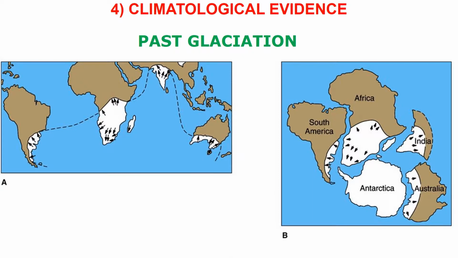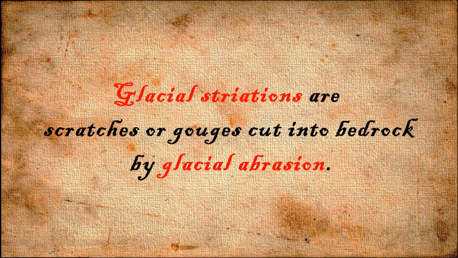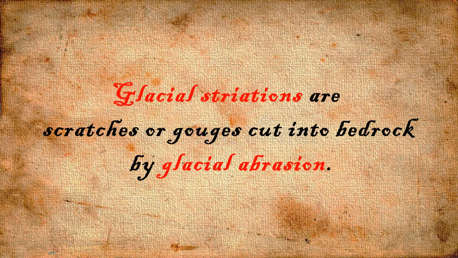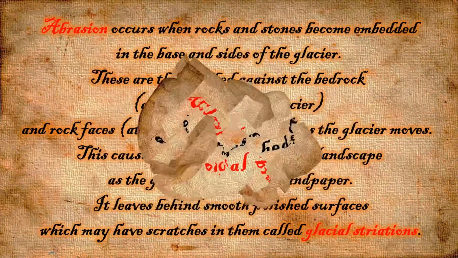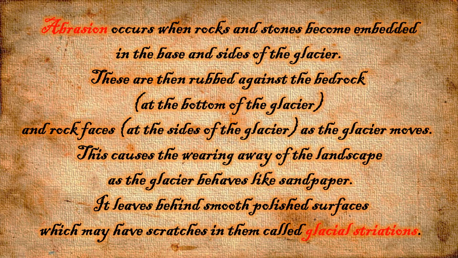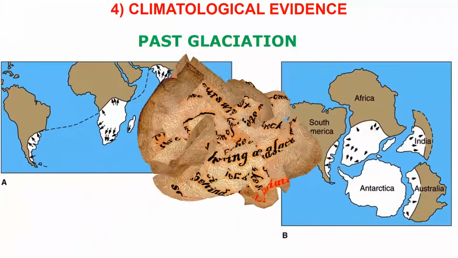This evidence comes in the form of glacial striations. Glacial striations are scratches or gouges cut into bedrock by glacial abrasion. Abrasion occurs when rocks and stones become embedded in the base and sides of the glacier. These are then rubbed against the bedrock and rock faces as the glacier moves. This causes the wearing away of the landscape as the glacier behaves like sandpaper. It leaves behind smooth polished surfaces which may have scratches in them called glacial striations.